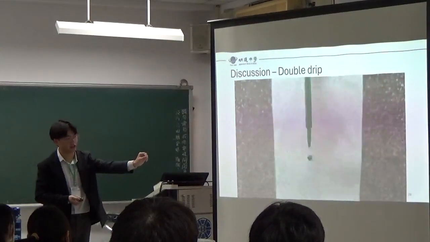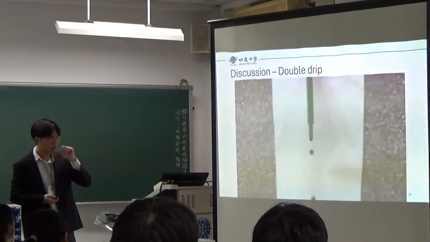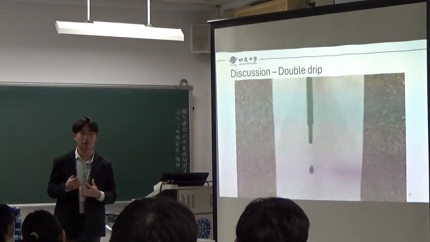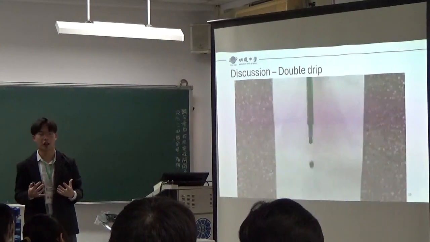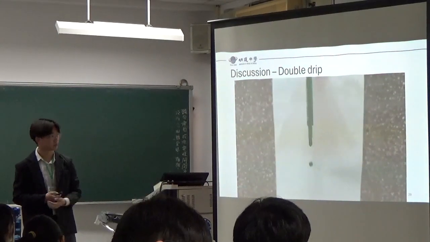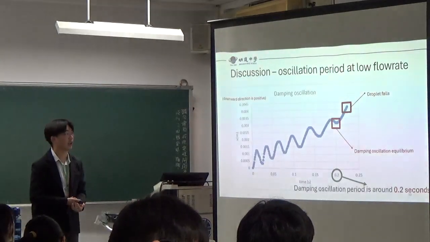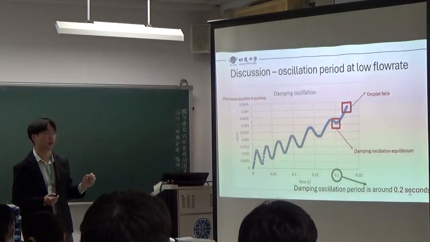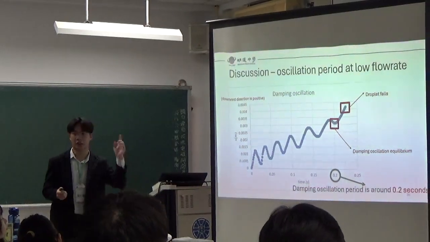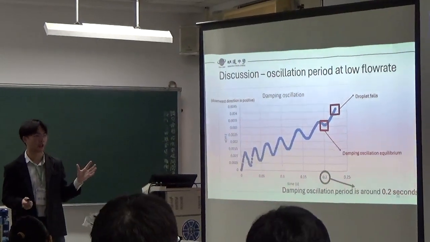So you can see that there's two certain patterns and two certain time intervals, and we further assured our assumption through the checker. And let's talk about the oscillation period at low flow rates. So we use the checker to get the oscillation period of the damping oscillation.